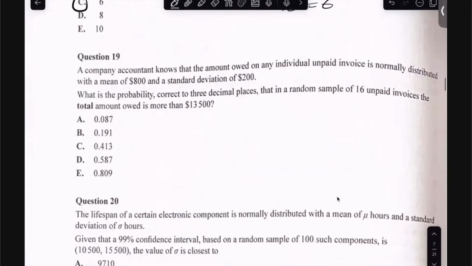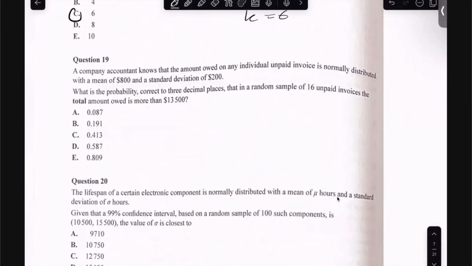19. A company accountant knows that the amount owed on any individual unpaid invoice is normally distributed with a mean of 800 and standard deviation. So O is normally distributed, mean is 800, standard deviation is 200. What is the probability that in a random sample of 16 unpaid invoices, the total amount owed is more than 13,500? So E of, remember this is not just 16O, it's O plus O plus O 16 times.